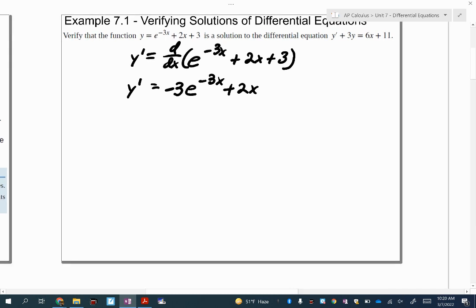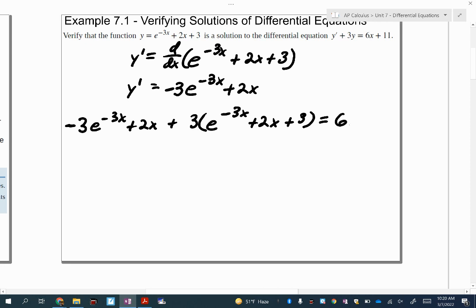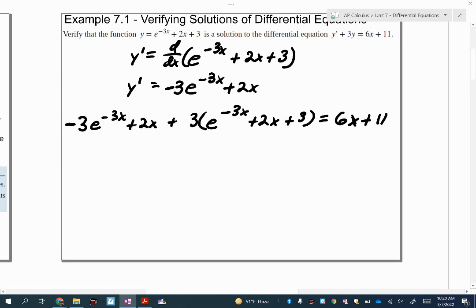Now that I know the derivative of y, I'm going to plug everything into my differential equation to see if this is actually a solution. We know it is, but we want to verify it. So I have y prime, negative 3e to the negative 3x plus 2x, and then plus 3 times my original y function, e to the negative 3x plus 2x plus 3. You could write it equals 6x plus 11; that's what I need to get when all is said and done, but I already know that's the right side.